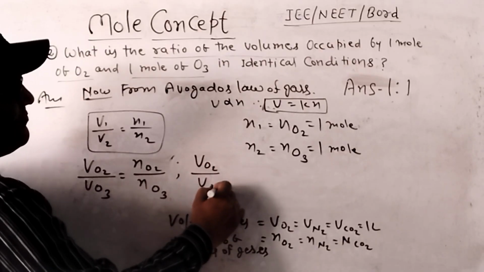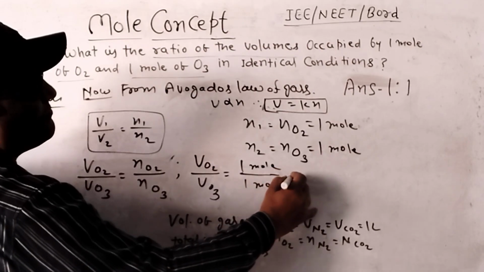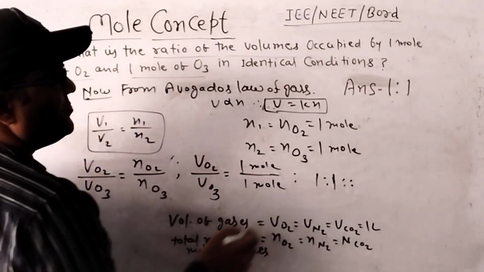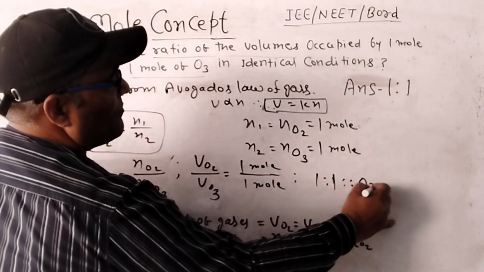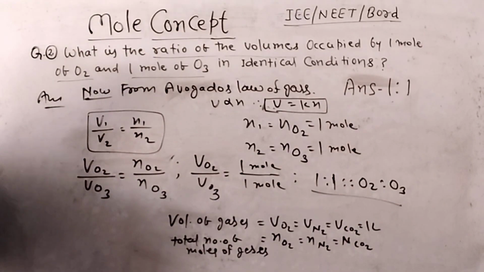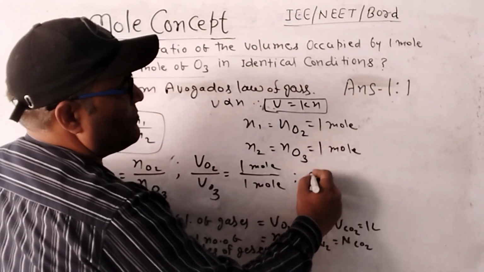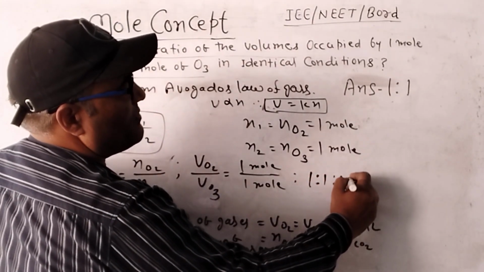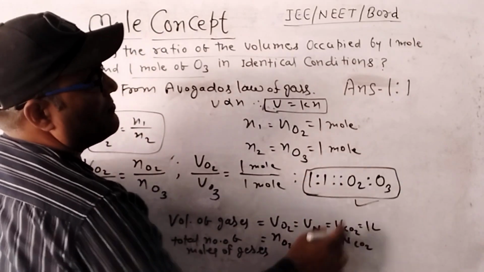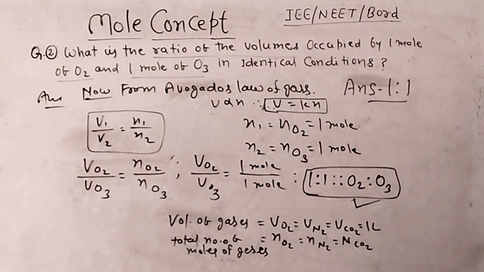Volume of O2 by volume of O3 is equal to 1 mole by 1 mole. So finally 1:1 is the volume ratio of O2 and O3. So 1:1 is the ratio of number of moles of O2 and O3. So 1:1 is the correct answer. Now we can take a screenshot.